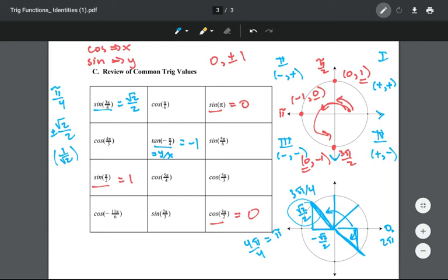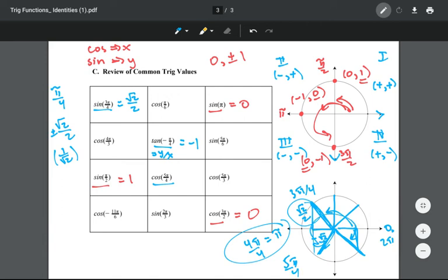Let's see, where's the next one? 5 pi fourths. Okay, so again, I'm basing everything on either going halfway around the circle or all the way around the circle. Halfway around the circle is at 4 pi fourths. So I need to go just one more. This guy right here gets me to 5 pi fourths. So traveling there, 5 pi fourths.